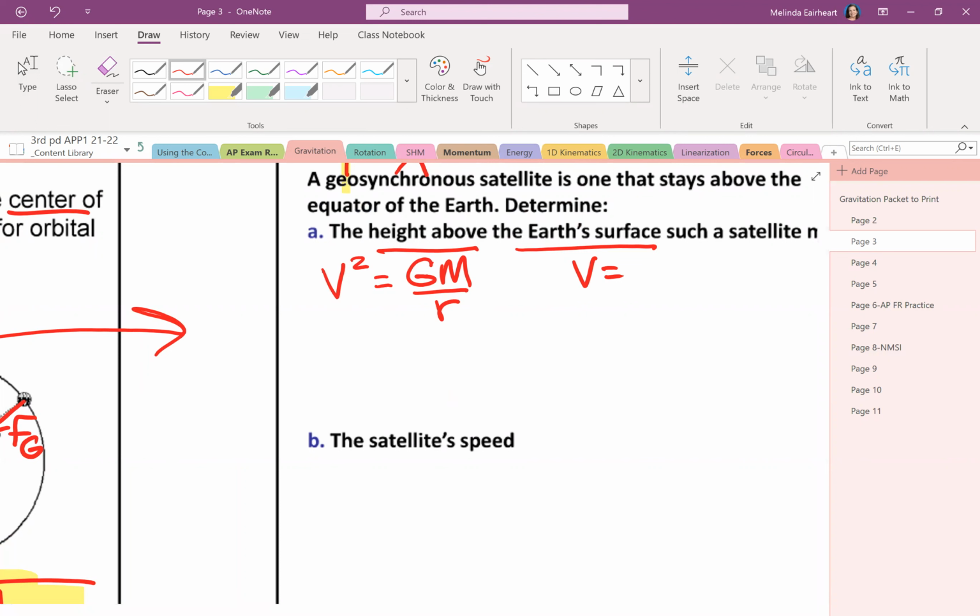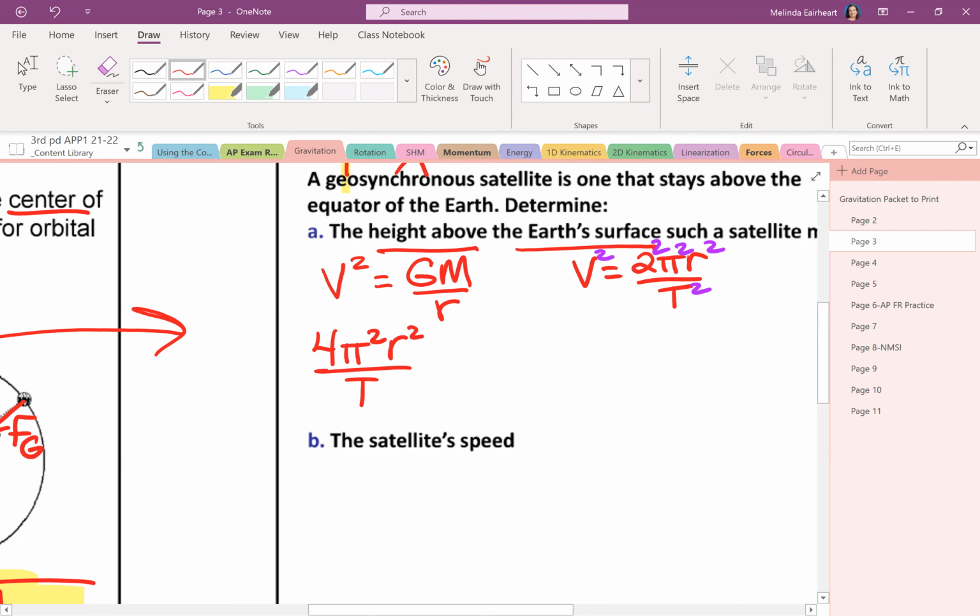What distance does it travel? What time does it take? Distance would be that circumference. Time would be period. And so if we want to square the velocity, we got to square everybody. So the numerator turns into 4 pi squared r squared over T squared equals GM over r. What are we solving for? Before we solve for the height above the surface, maybe we solve for r and get that center to center separation. So let's put our r's together.